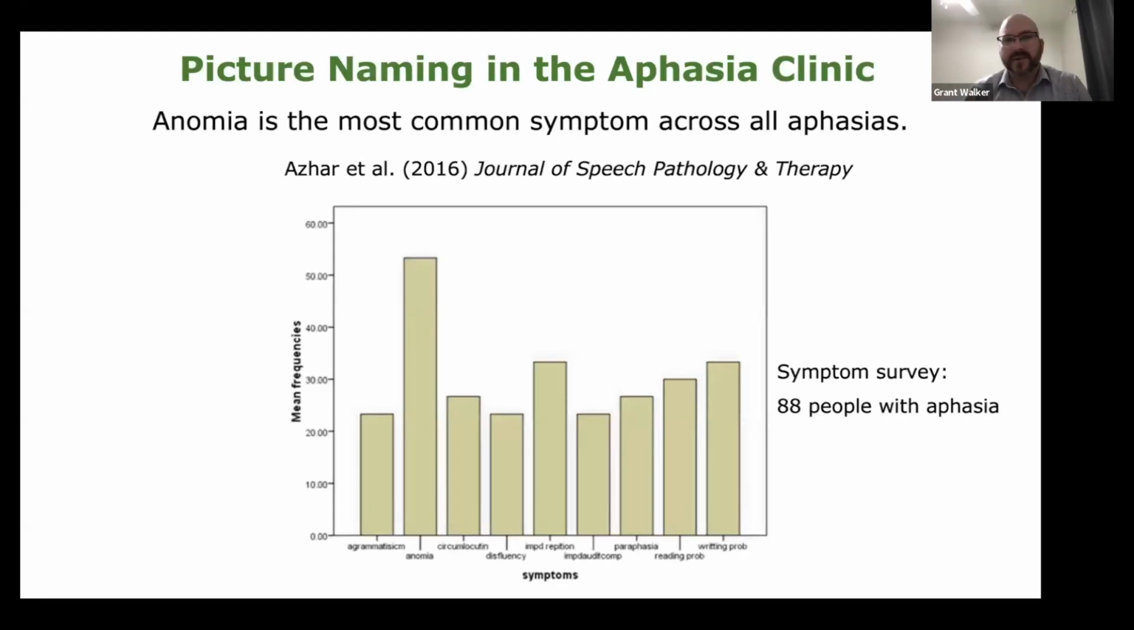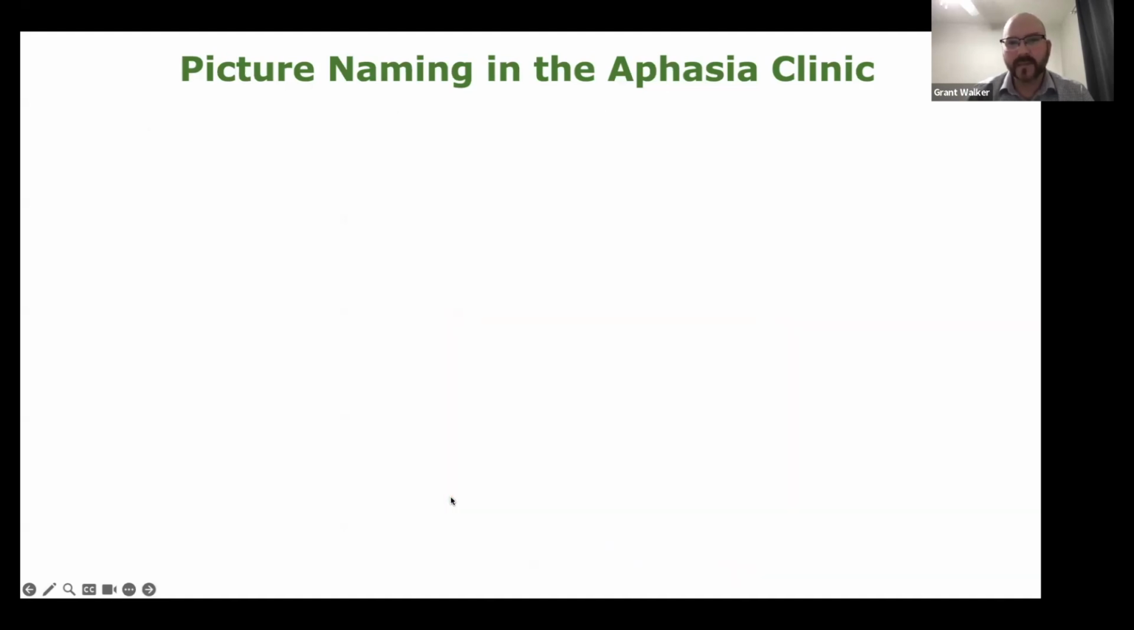So, without further ado, I think most people are aware that picture naming anomia is a highly prevalent symptom in aphasia. Some say pretty much every type of aphasia comes with some sort of anomia. It's very widely reported. This is one survey of symptoms of 88 people with aphasia in Pakistan, and you can see there's a bunch of different symptoms listed here, but anomia is by far and away the most common one.